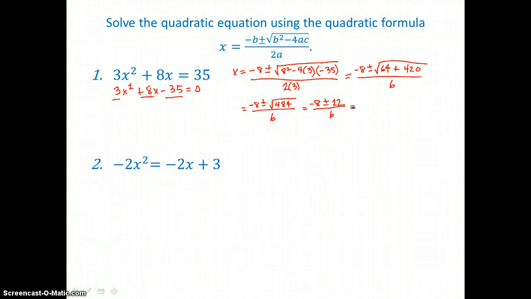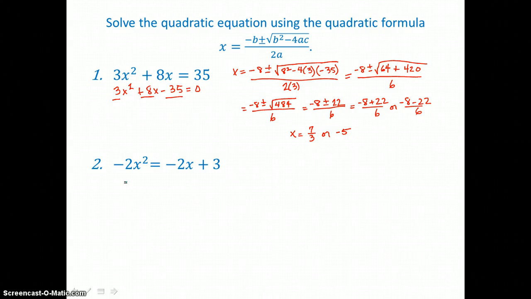And now I can find my two solutions. One is negative 8 plus 22 over 6, and the other solution is negative 8 minus 22 over 6. So x is equal to 14 over 6, and that simplifies to 7 over 3, getting rid of a factor of 2 top and bottom, or negative 30 over 6, which is negative 5.